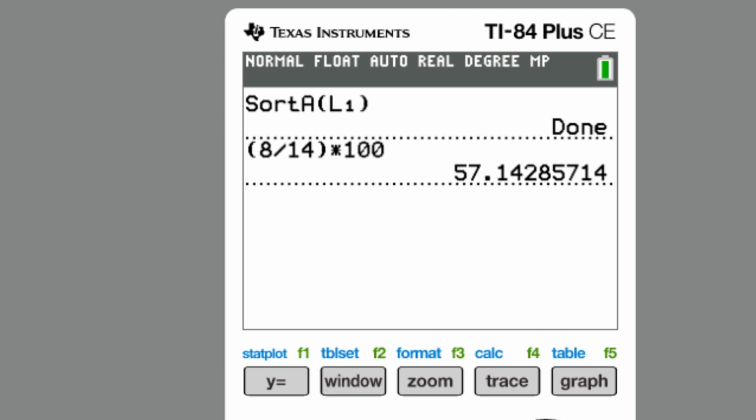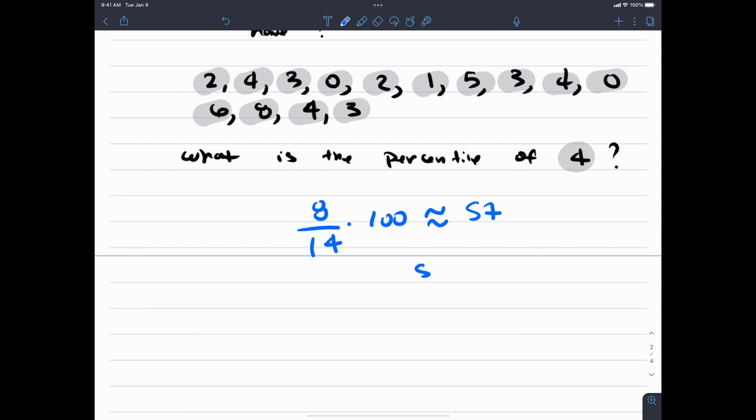57 to the nearest whole number. So what's the answer? 57th what? Percentile. And so this is the answer they're seeking. They want you to know that 57% of the data is behind the number 4.